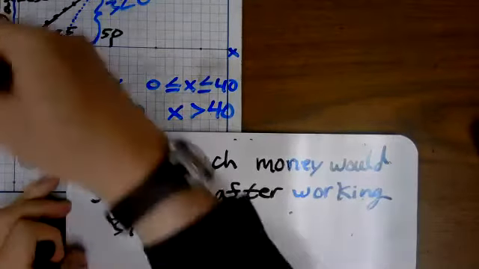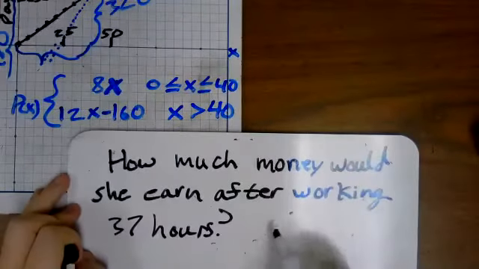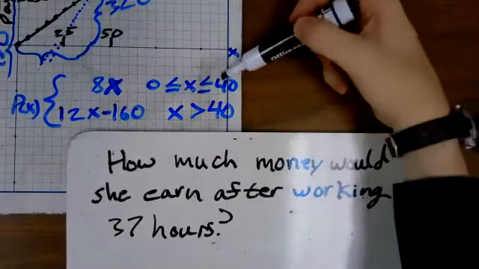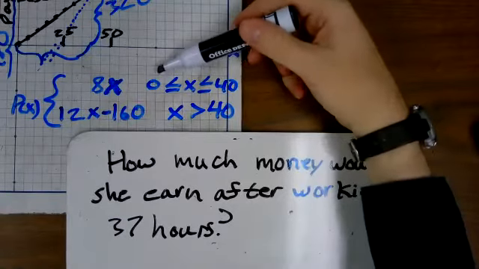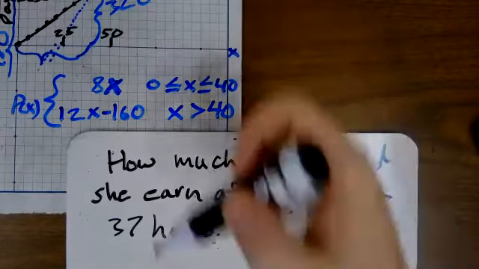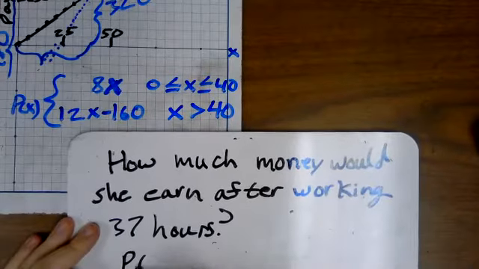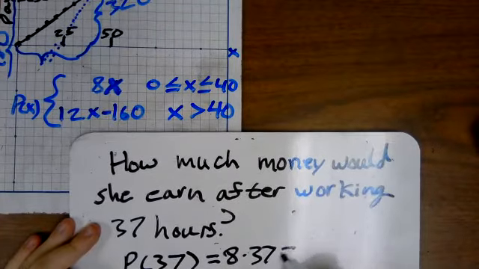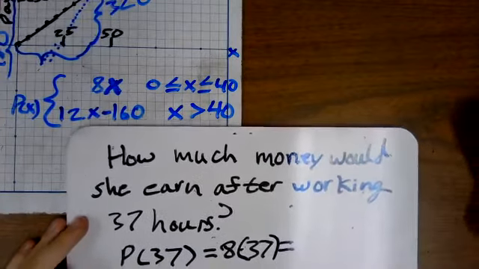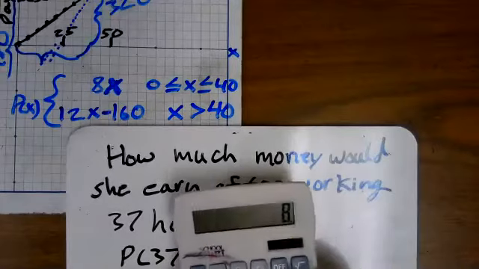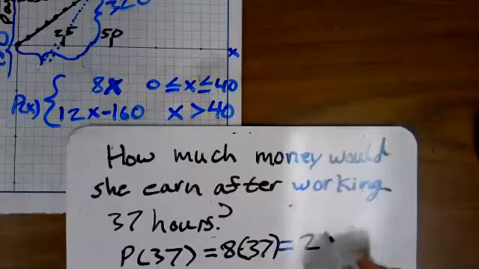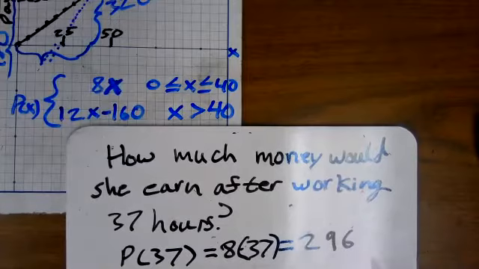Now, 37 isn't on our table of values, but we can plug 37 into our function. Now, 37 is less than 40 and greater than 0, so it's going to fall in this section of the equation. So P of 37 is going to be 8 times 37, which is 296. So 37 hours of work will pay her $296.